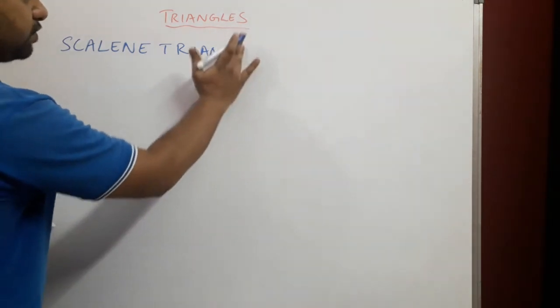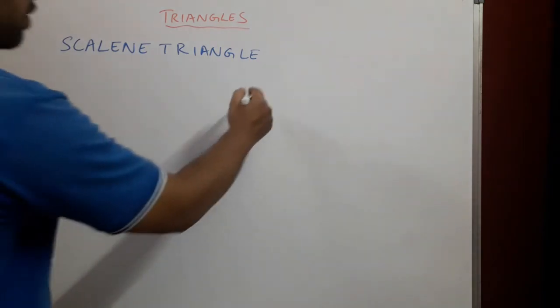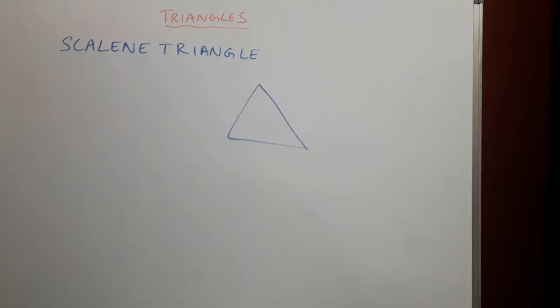In the first one, which was an equilateral triangle, all three sides were equal. In the isosceles triangle, we found that two sides are equal. But in the scalene triangle, none of the sides are equal. Remember, in the equilateral triangle, we found three sides and three angles are equal. In the isosceles triangle, two sides and two angles are equal. But in the scalene triangle, none of the sides or angles are equal.